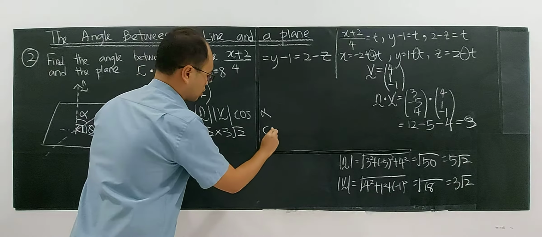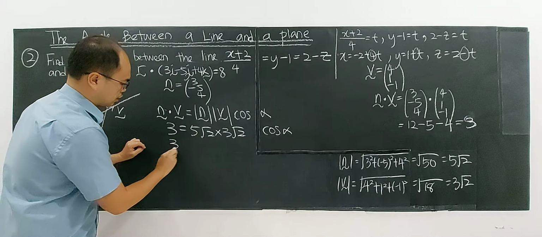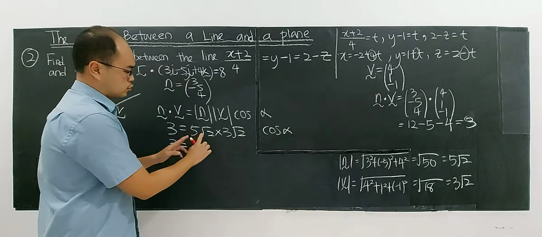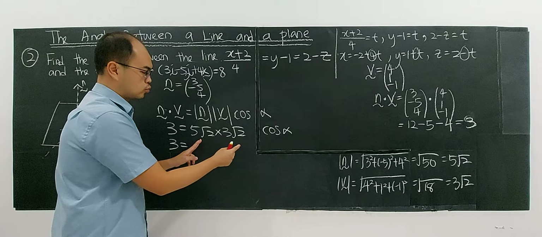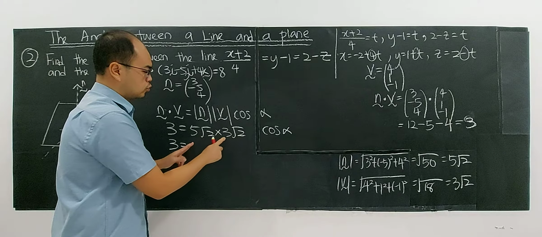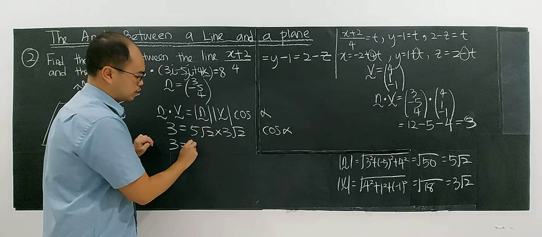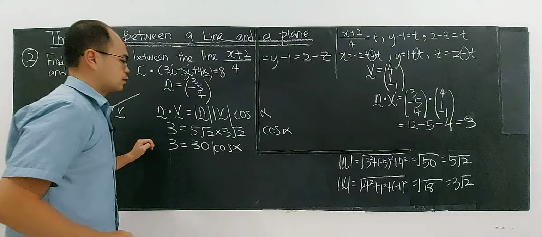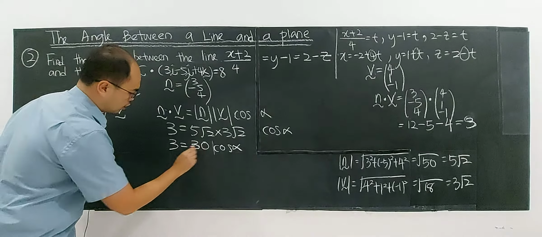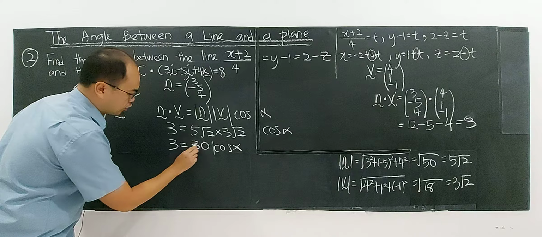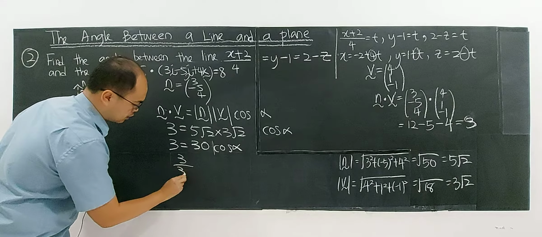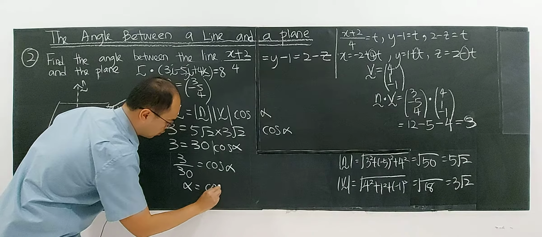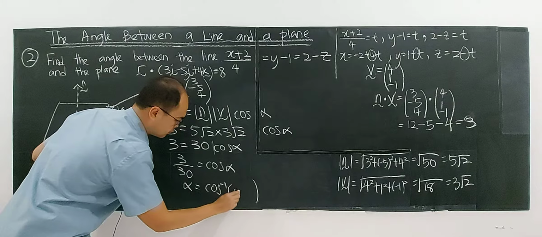Times cos alpha, right? So calculate 5 square root of 2 multiplied by 3 square root of 2. Square root of 2 times square root of 2 gives 2, 2 times 3 is 6, and 6 times 5 is 30. So 30 cos alpha. Later on, 3 divided by 30 equals cos alpha, and alpha will be the inverse cosine of 3 divided by 30.